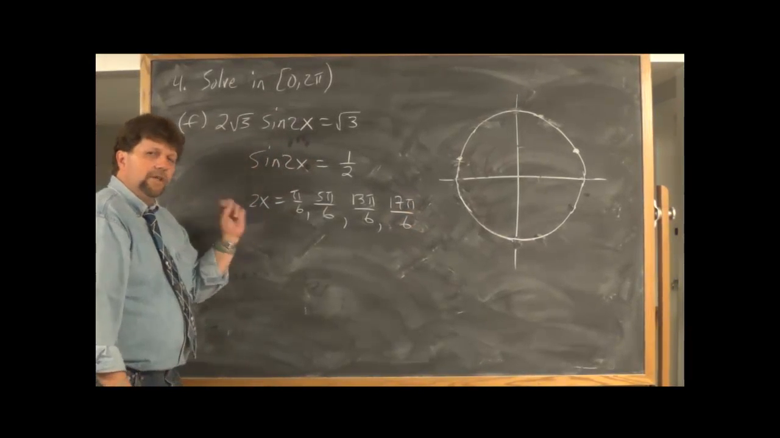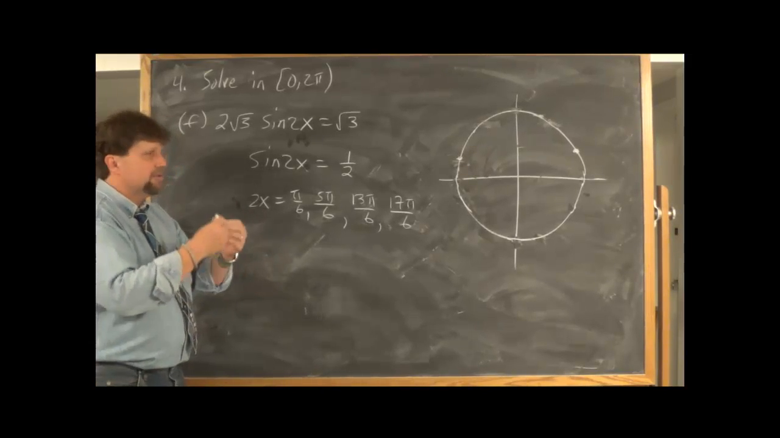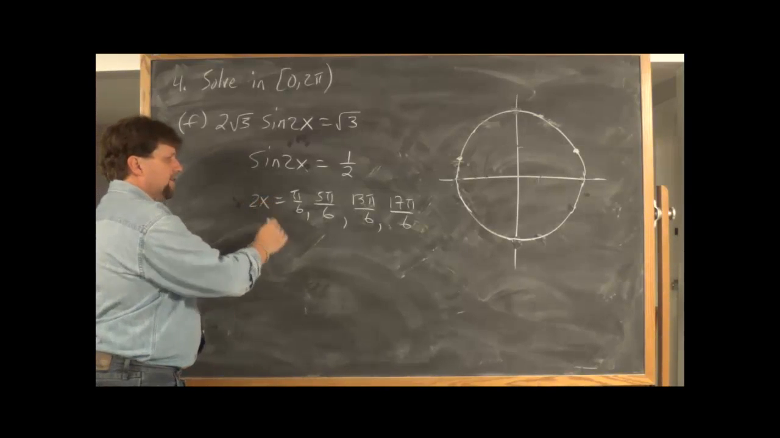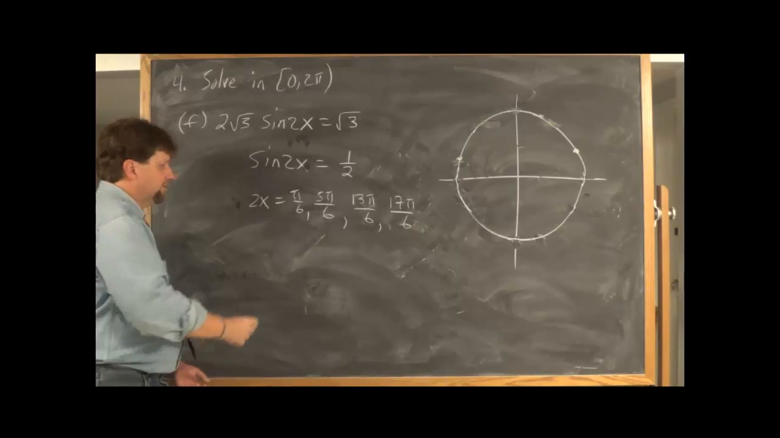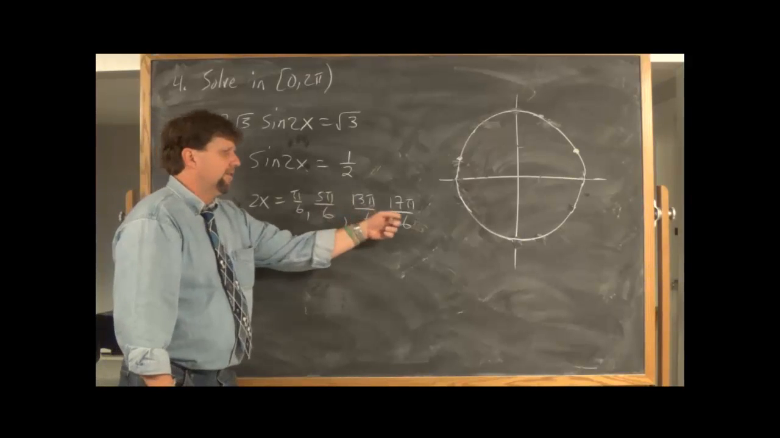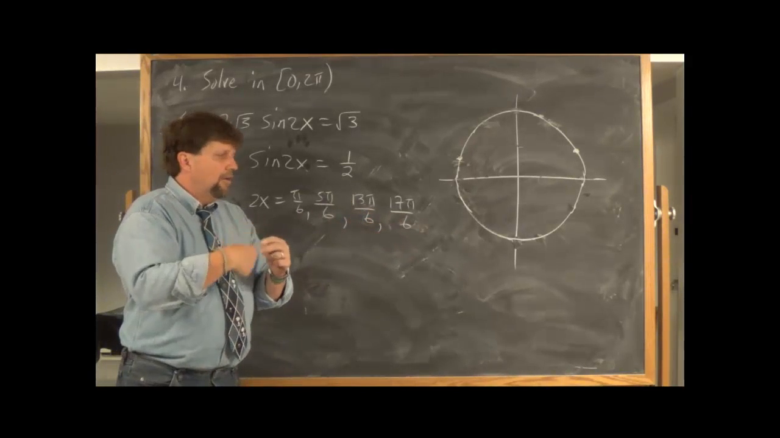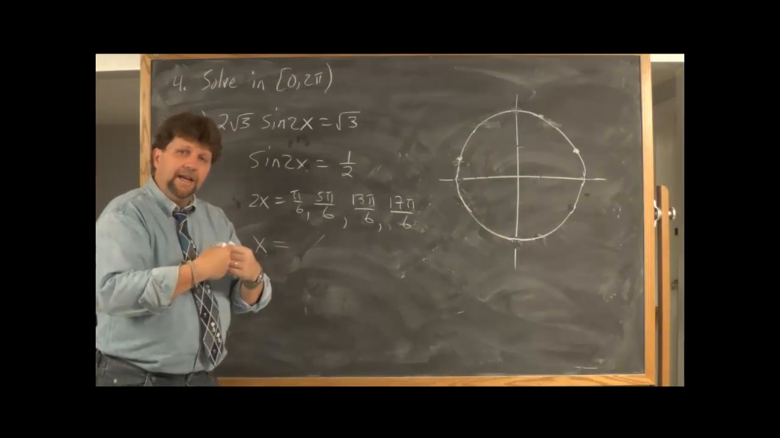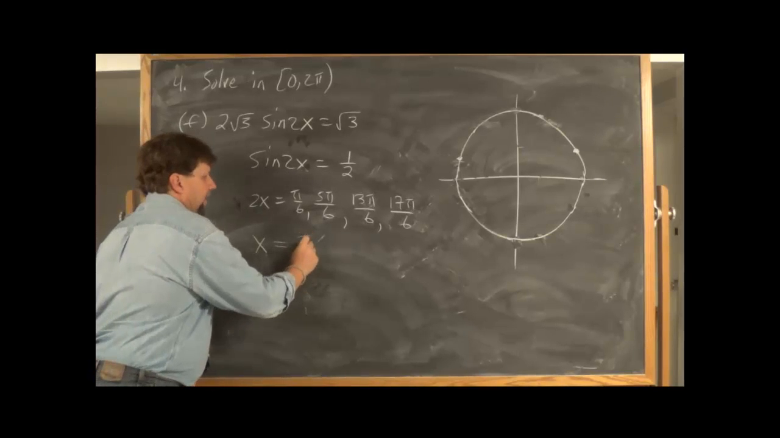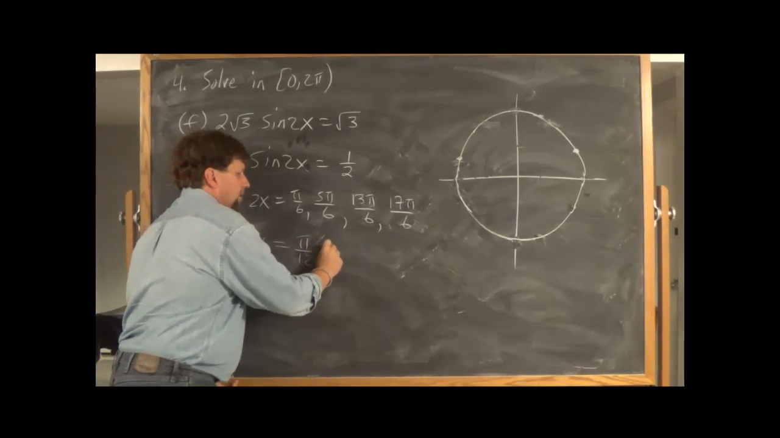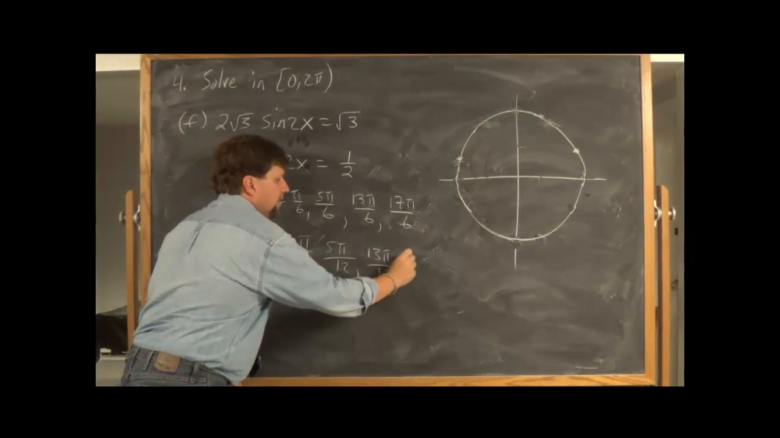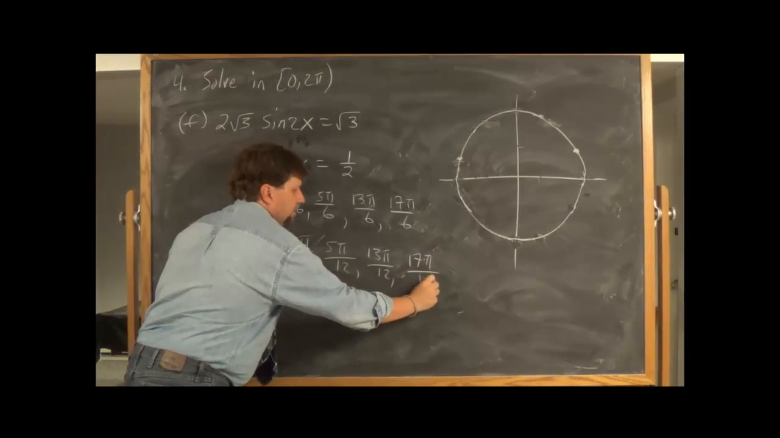But we don't want to know what 2x is. We want to answer the question. When you solve an equation, you always want to know what x is equal to. So we know 2x could equal any of those 4 angles. To get x, you just simply divide each one of those by 2. Or if you prefer, instead of dividing by 2, multiply each one of them by 1/2 to get pi over 12, 5 pi over 12, 13 pi over 12, and 17 pi over 12.